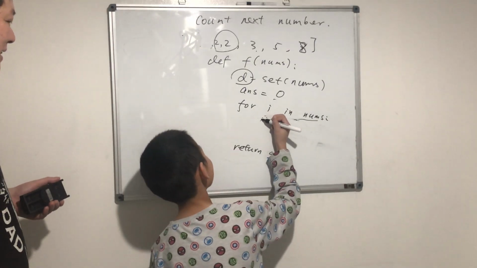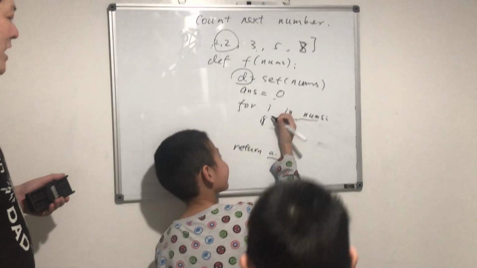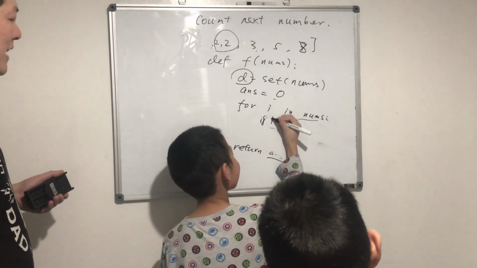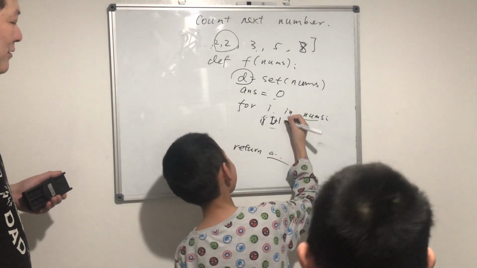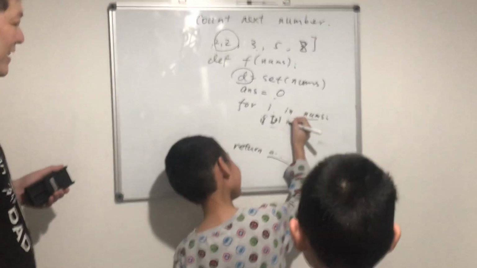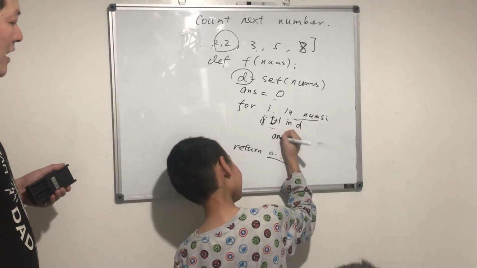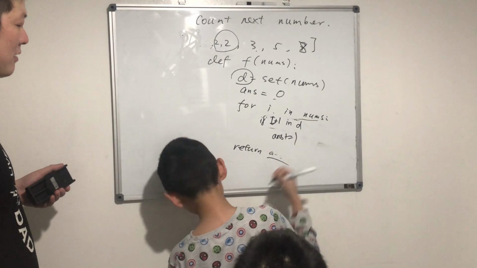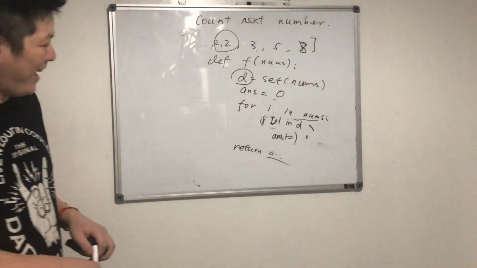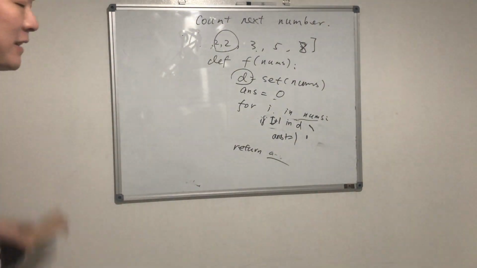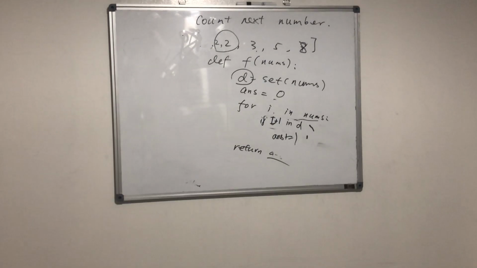Come on. If I in the... If, yeah, that's perfect. That's I. Small space, okay. I plus 1, right? Yeah. In D. Answer plus equals 1. And you forgot something. Colon. Yeah. Okay, so what's the time complexity? What's the time complexity? What's the time complexity?